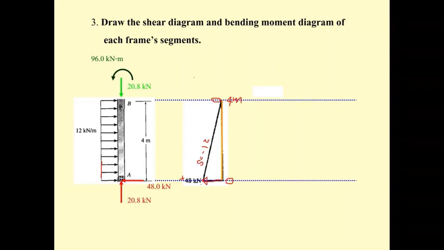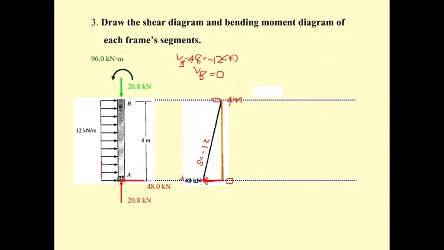If you don't believe it, you may have the shear at B, V sub B, minus 48, and it's going to be equal to minus the area here. The area here is going to be 12 times 4, and then you can see clearly V sub B is equal to 0 kilonewton. Okay, that's proof.